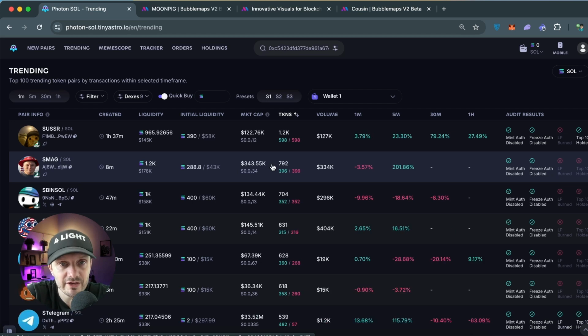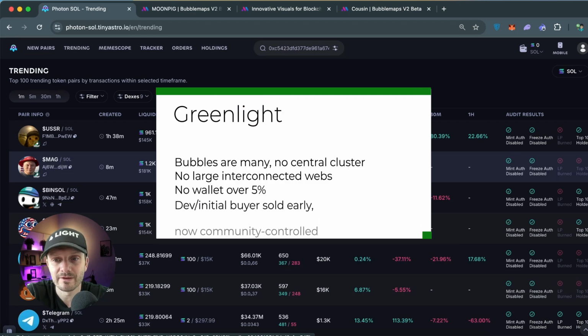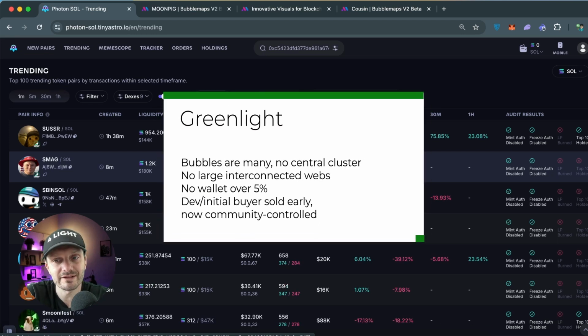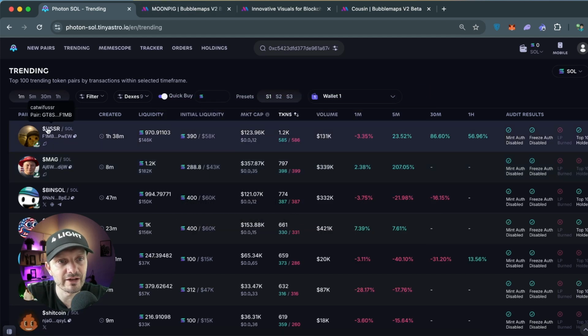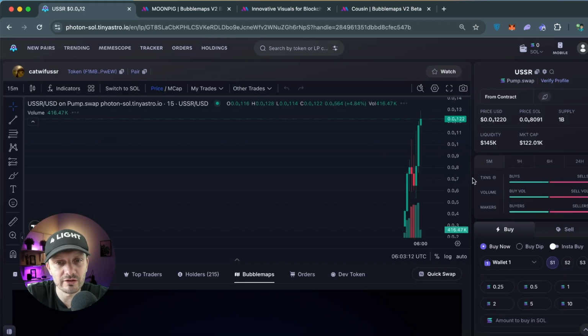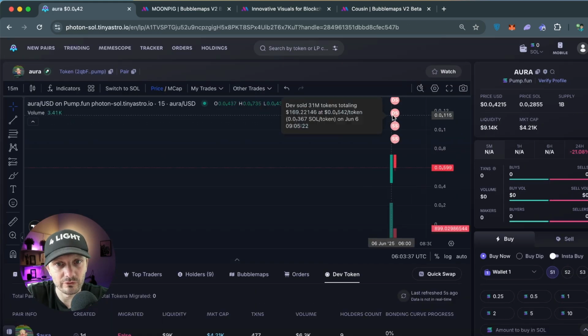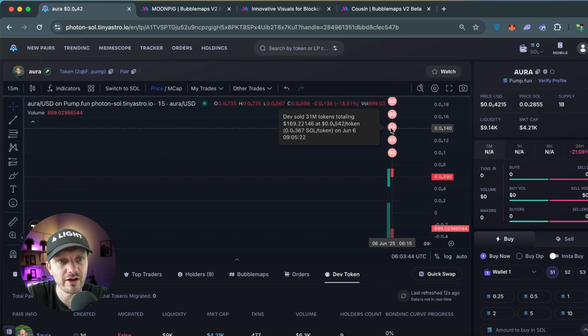Let me summarize some practical use cases when we check tokens on Photon using Bubblemaps. The green lights, when it's okay, by your own risk and money management, to invest in risky tokens like meme coins: bubbles are many, but no central cluster. No large interconnected webs, no wallet over 5%. It's really, really important. And the dev and initial buyers sold early, now the community controls it. How to double-check whether the dev sold or not? You can check it here. This is a dev sold. This one you can track directly on Photon.